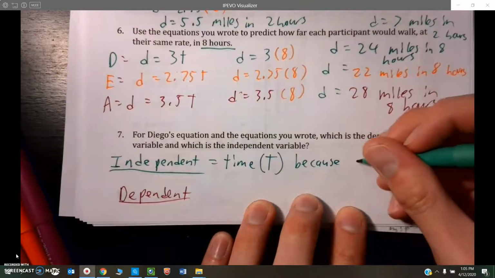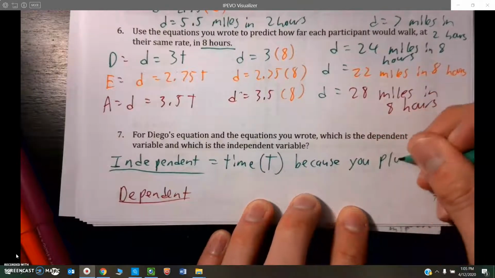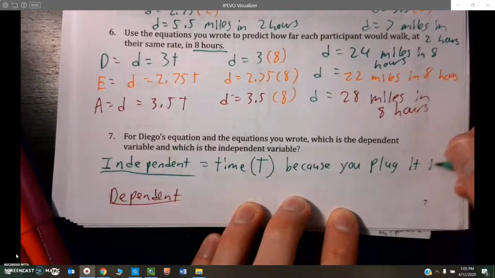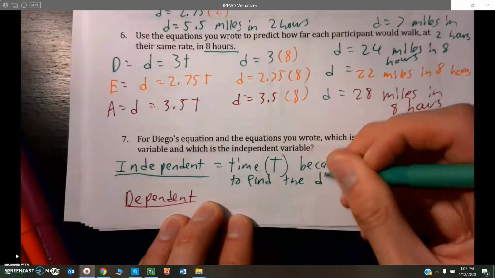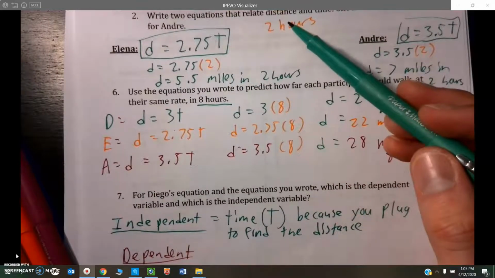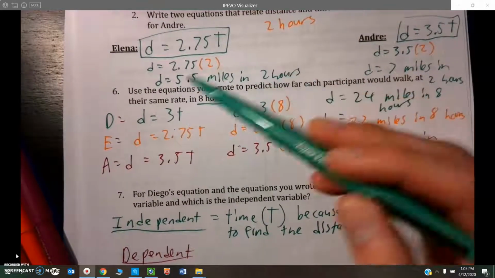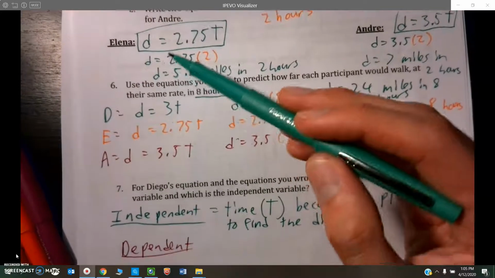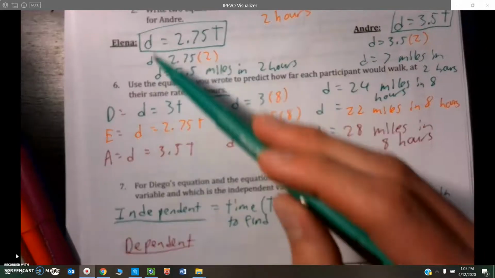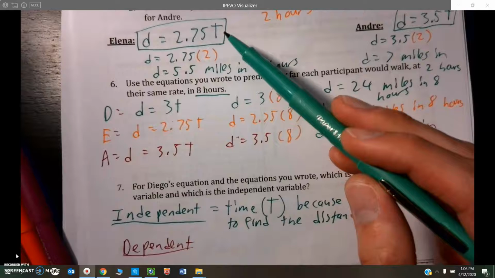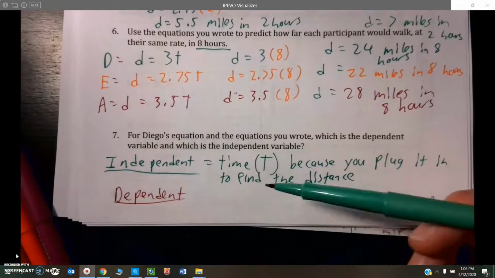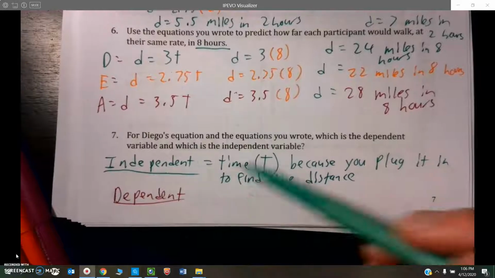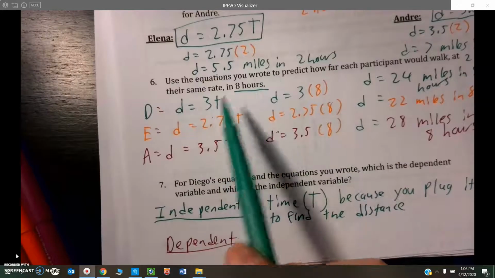Because you plug it in to find the distance. Right? In all of these examples, I was plugging in time for t to find the d distance. I never once plugged in anything for d to find the time. So the independent is always the number that you use to substitute in. It's the variable that has the operation with it.